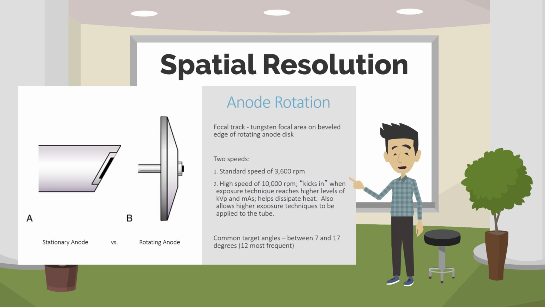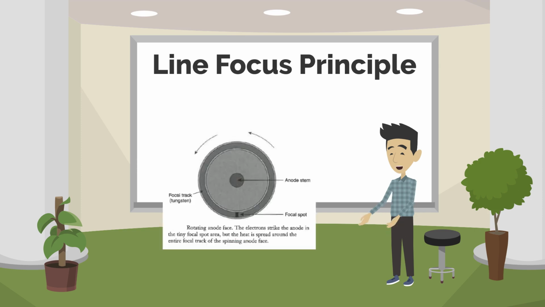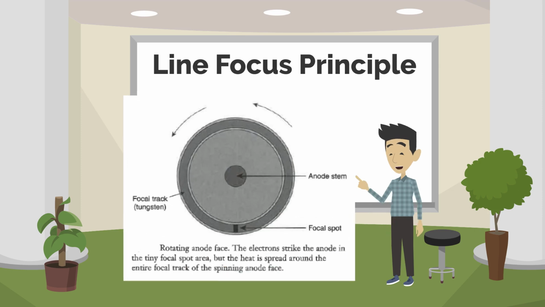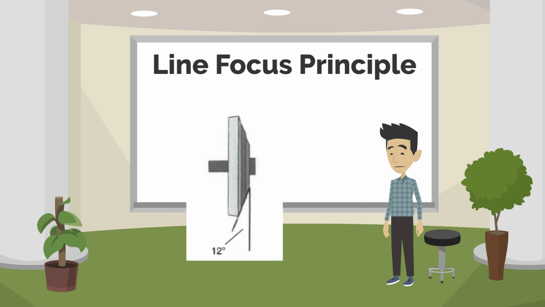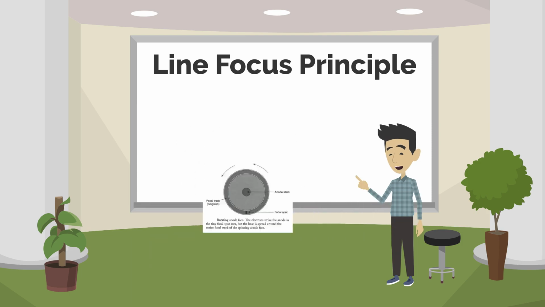Modern tubes for general radiography have a rotating anode. The rotating anode is in the form of a solid disc with a beveled edge target. This disc spins during the exposure, so the heat is distributed all around the circumference of the disc.